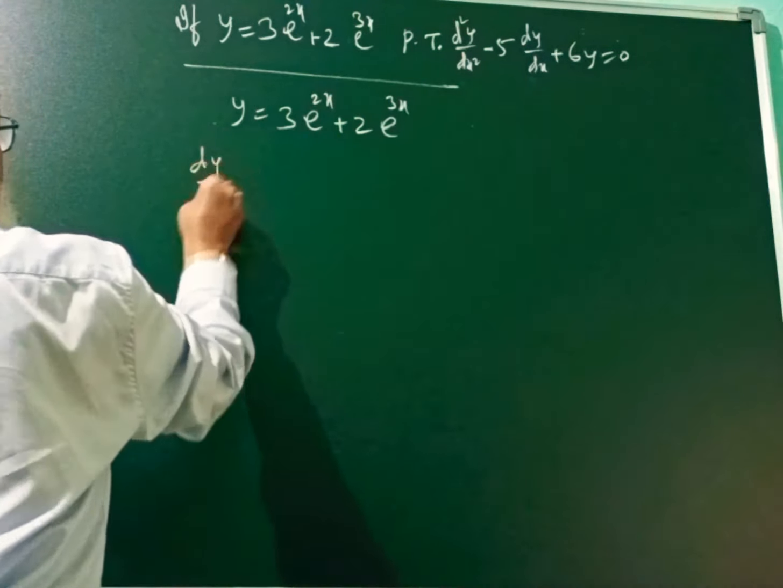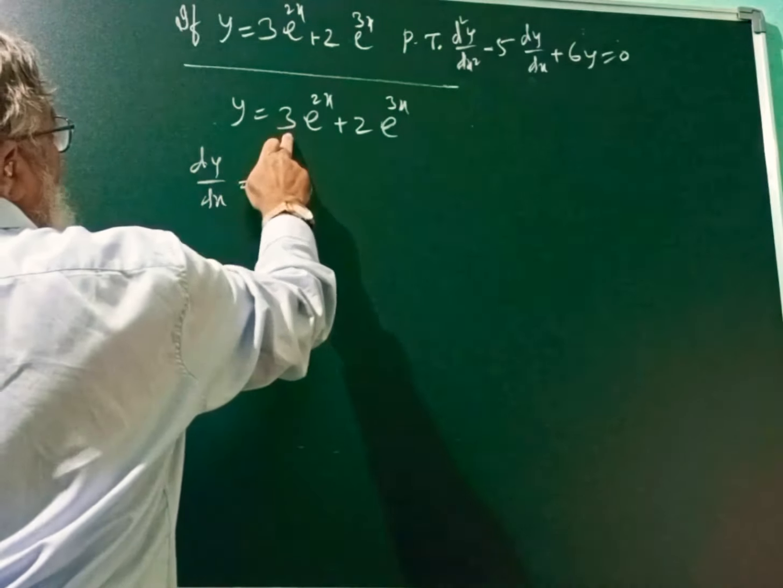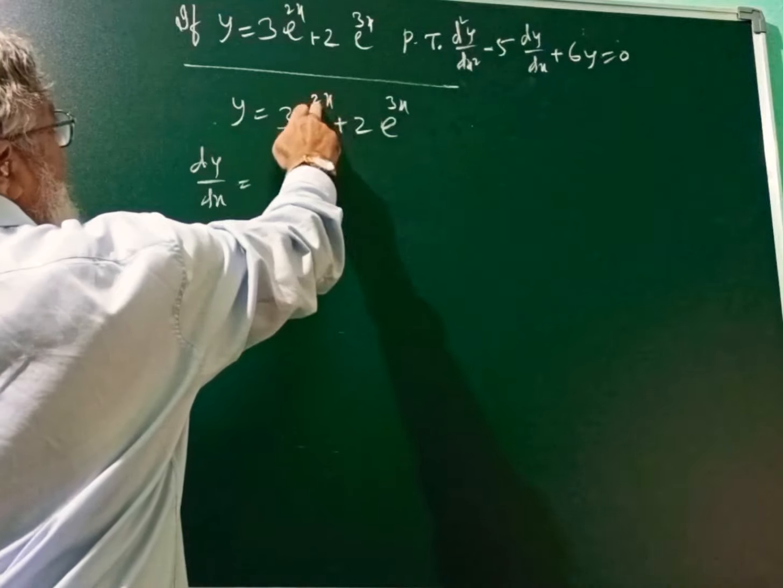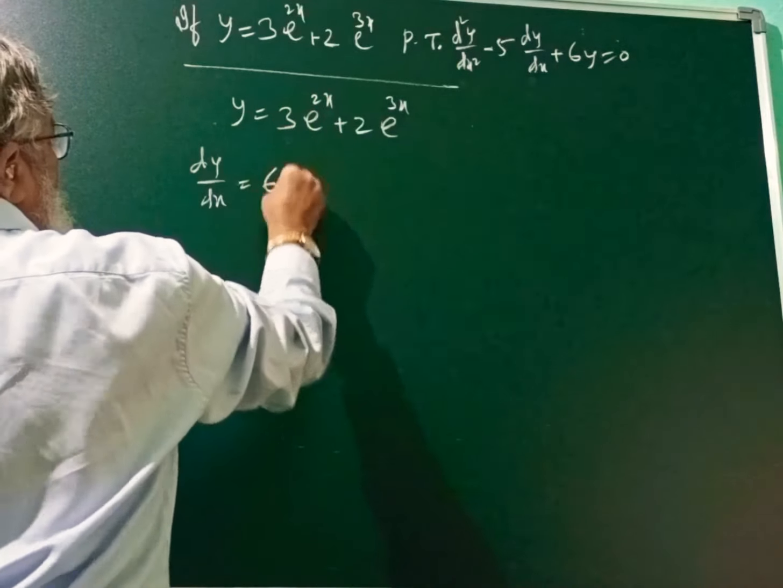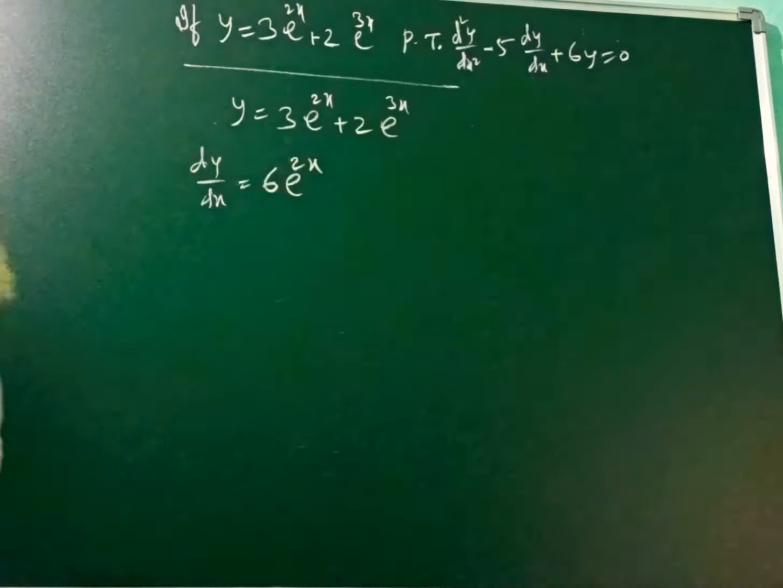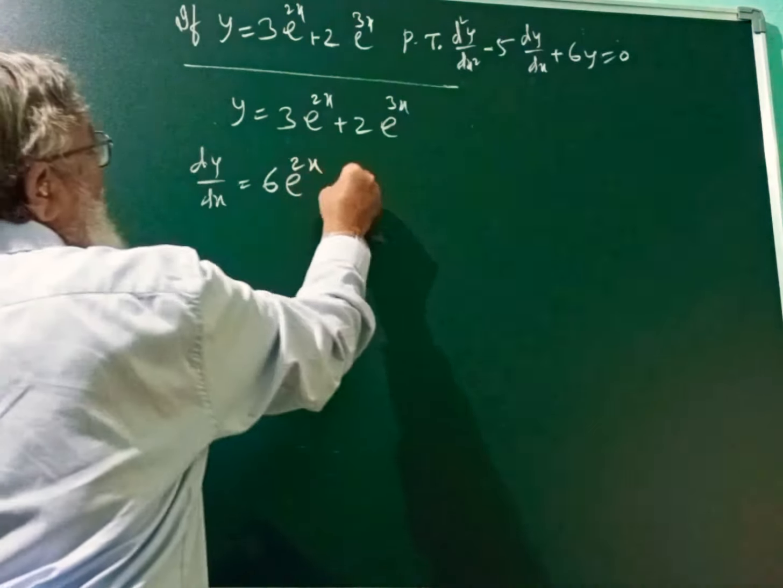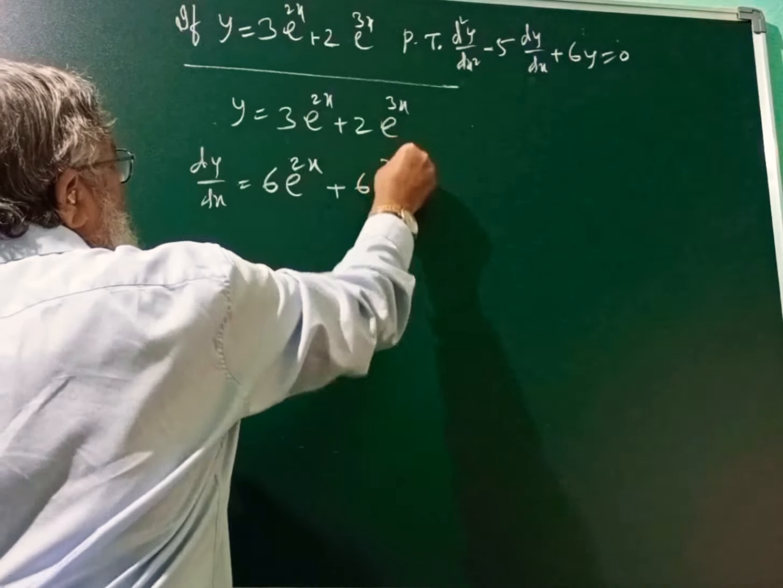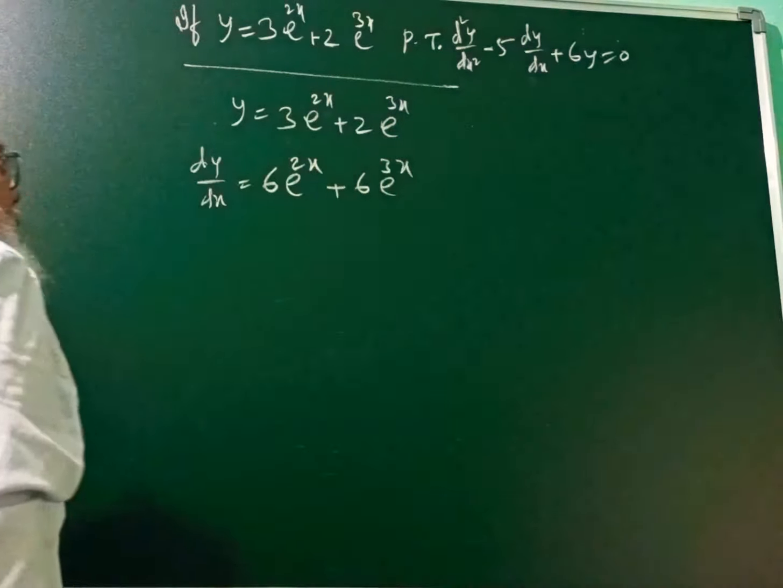dy by dx. 3 is constant. Differentiation of e raised to 2x is e raised to 2x into 2. 2 into 3 is 6e raised to 2x. Directly you can write down like this by multiplying. And here also by directly multiplying can be written as 6 into e raised to 3x.